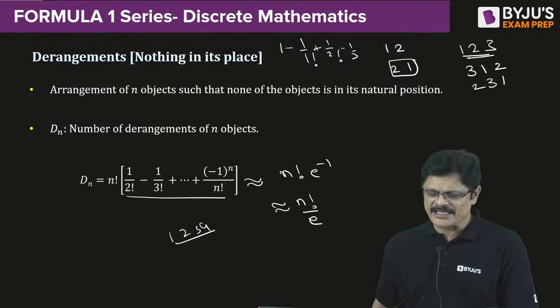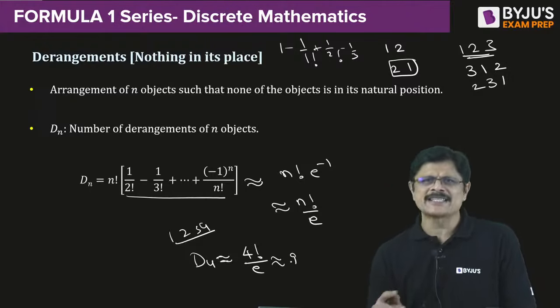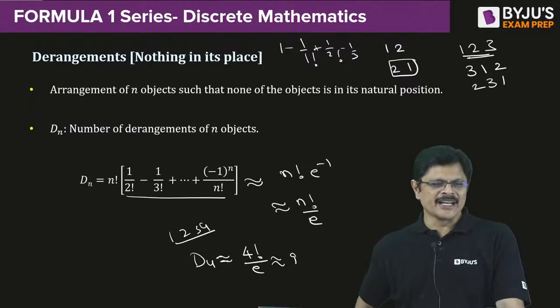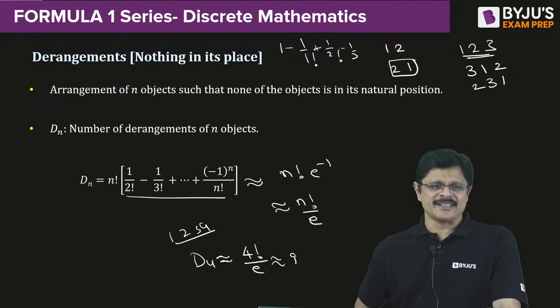So that is exactly what our Dinesh Teja was saying, sir. Dinesh Teja was saying the same thing. So for D4, if you want an approximate answer, you have to do 4 factorial by e, which is approximately 8 point something, that is equal to 9, my dear friends. You take the nearest integer, my dear friends.